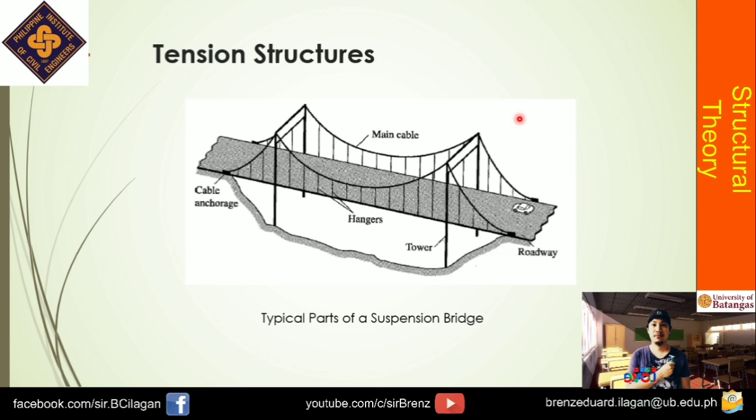Kung saan yung mga typical parts niya. So, we have here the main cable, itong nasa gitna. And then, the cable anchorage, yung anchor niya, o yung pinaka-angkla, yung nag-act as a support. Nakikita niyo ito, I know. And then, we have the hangers, itong mga vertical members. So, ito yung nag-support mismo doon sa bridge, yung humahawak sa kanya.